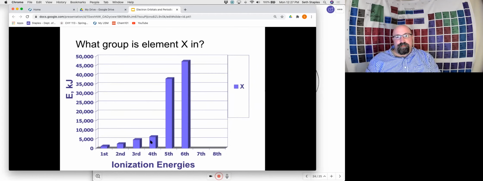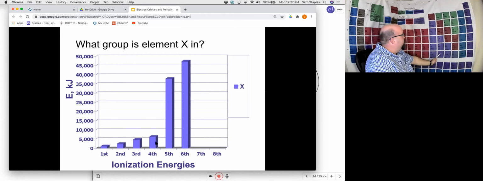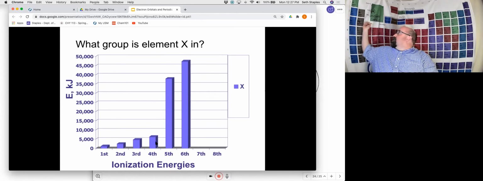Element X here doesn't take much to remove the first, a little bit more for the second, a little bit more for the third, a little bit more for the fourth, but then we have a huge jump. This tells us that element X is more than likely in the carbon family. It's one of these atoms here. Let's say, for instance, that it might be silicon. This would be ionization energy 1 to get it to a state like aluminum. Ionization energy 2 would then make it look like magnesium.